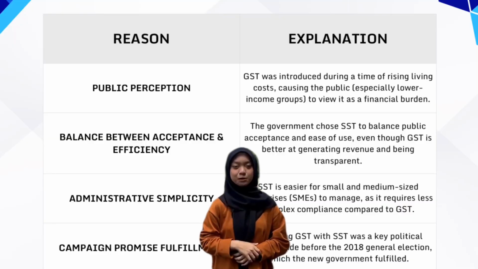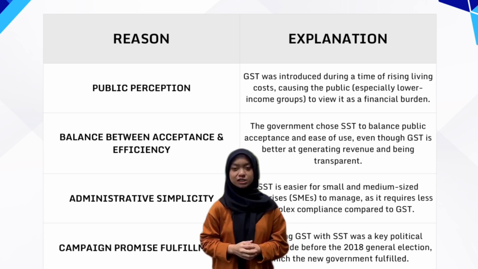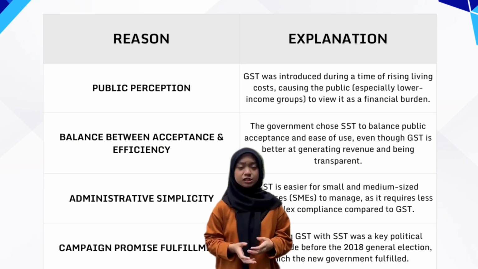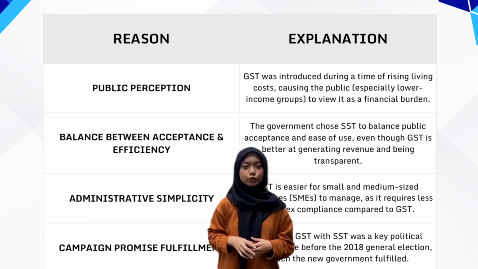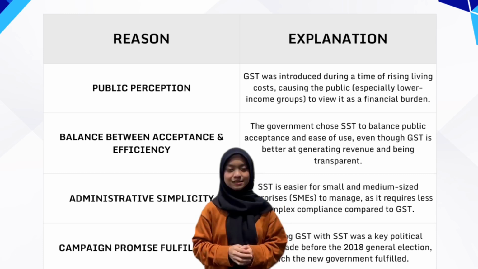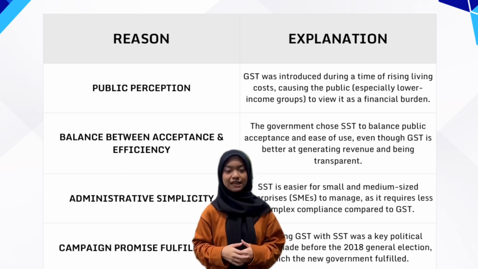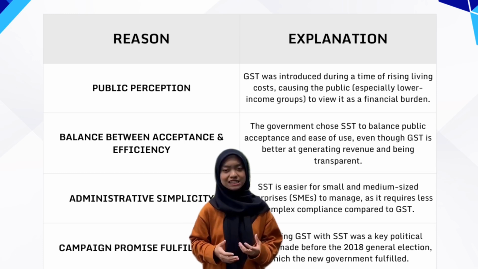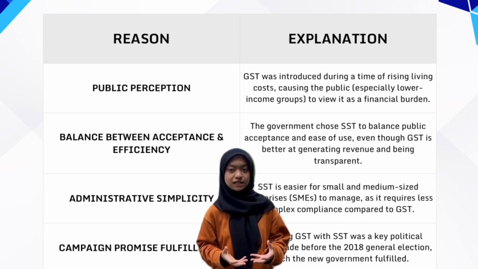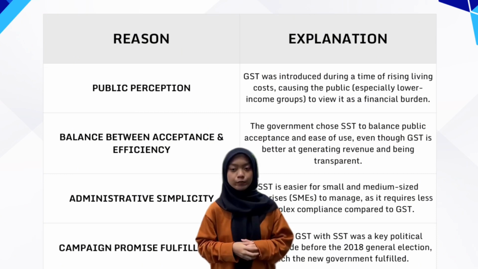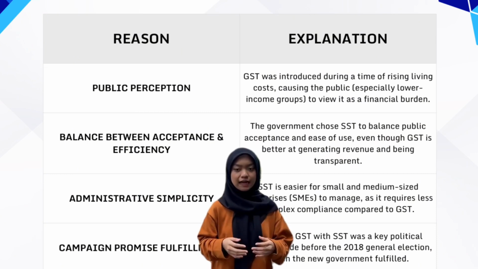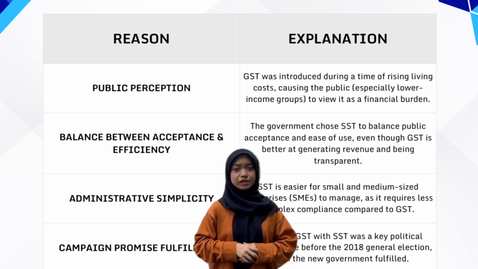Why does the government continue to implement the SST system even though GST is more effective and efficient? The first reason is public perception. GST was introduced during a time of rising living costs, causing the public, especially lower income groups, to view it as a financial burden. Next, a balance between acceptance and efficiency. The government chose SST to balance public acceptance and ease of use, even though GST is better at generating revenue and being transparent.